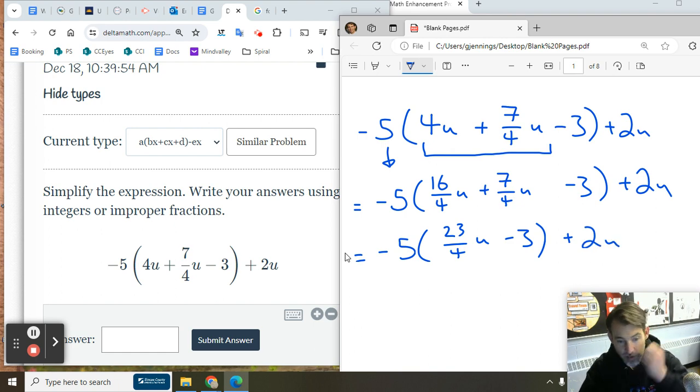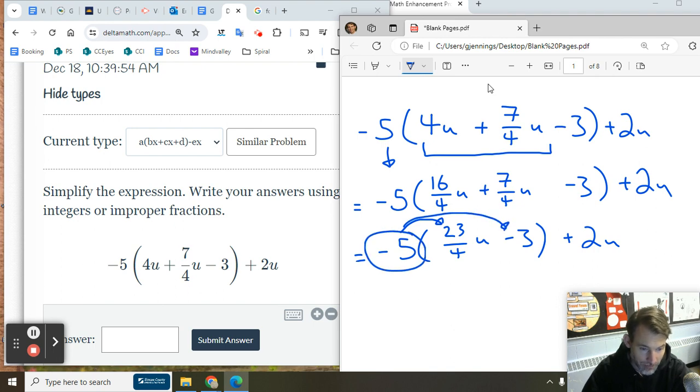Now, we've done everything we can inside the brackets. I know there's still subtraction inside the brackets, but I can't do that because those are not like terms. So I just move past that. We just move on, folks. We do this multiplication. Okay? Negative 5 is what I'm multiplying by. So negative 5 times 23 is negative 115 over 4u.